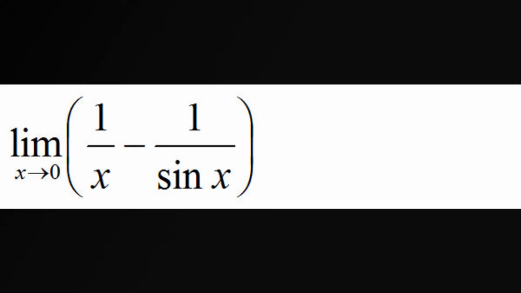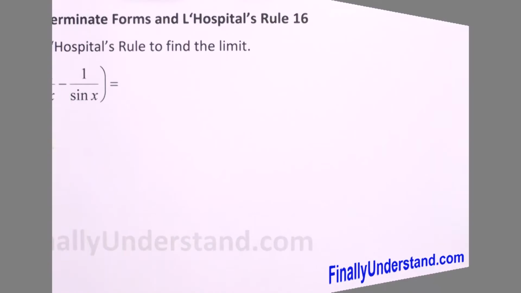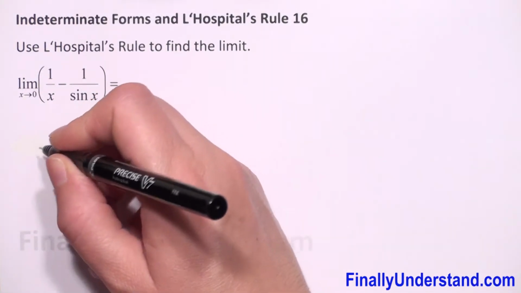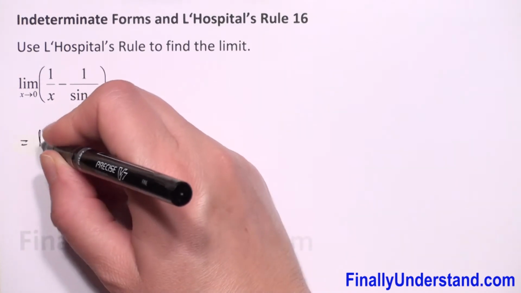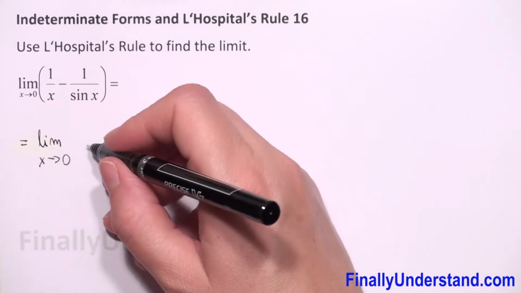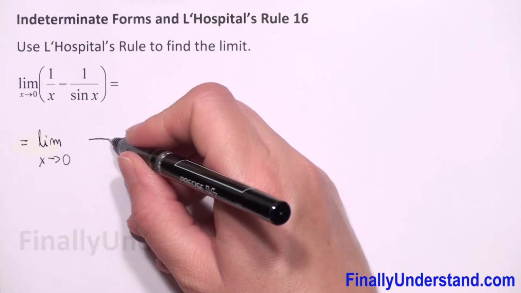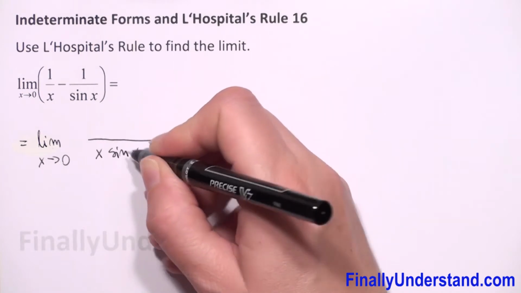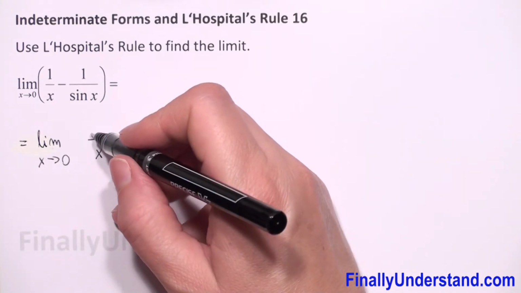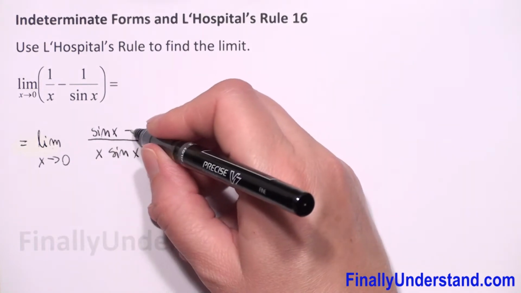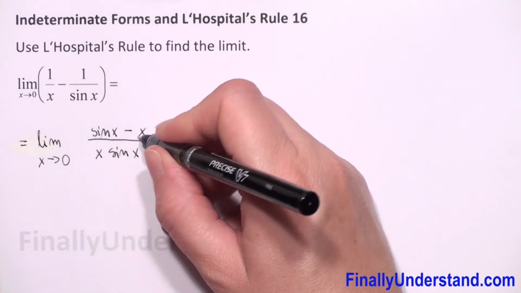Because in parentheses we have subtraction, so to subtract two fractions we have to have the same denominator. So let me copy. We have limit as x approaches 0, and the common denominator will be x times sine of x, and we have 1 times sine of x is sine of x, minus 1 times x is x.